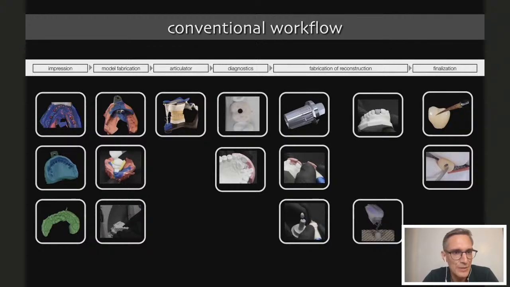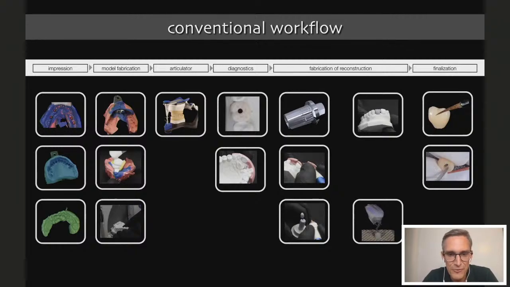After that, the dental technician fabricates a model. He puts these two models into an articulator. Then the diagnostic part starts, but basically this is just like copying what was done already before. So we don't do diagnostics after the final impression. So diagnostics already starts at the beginning.